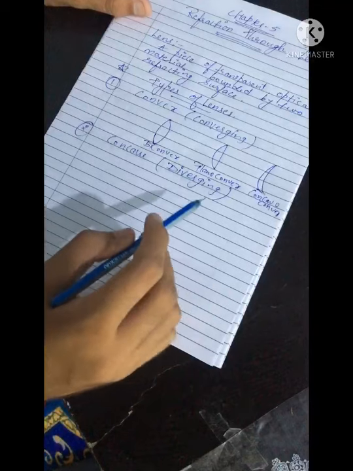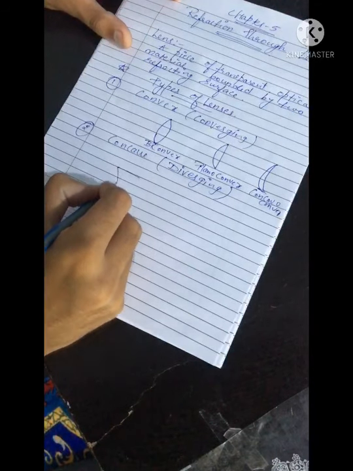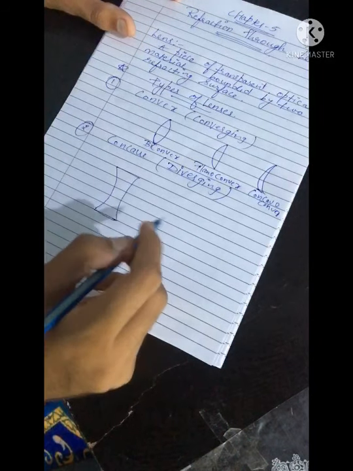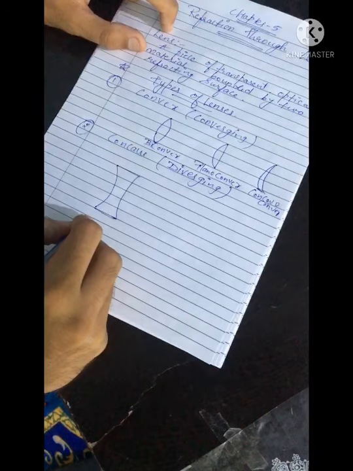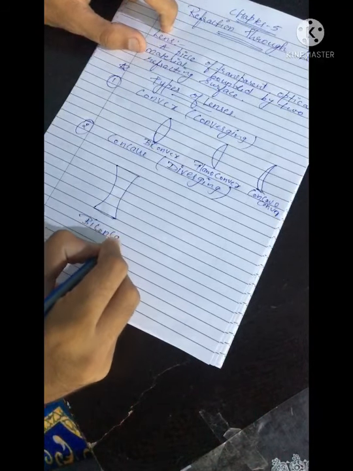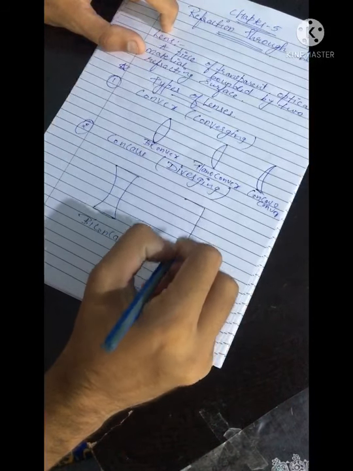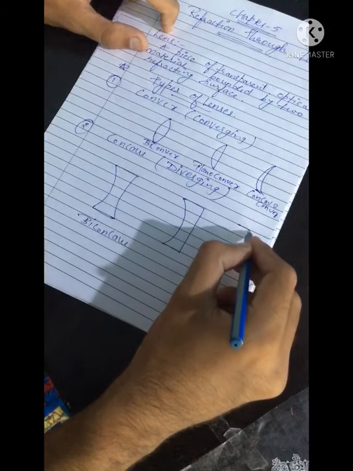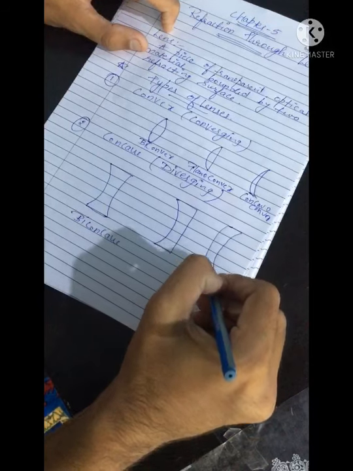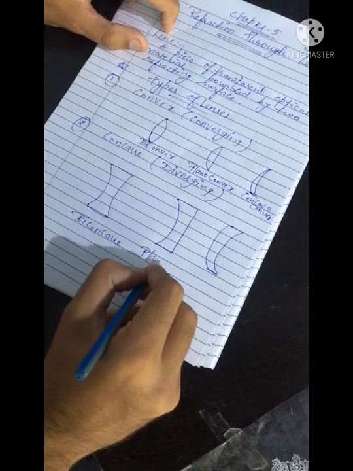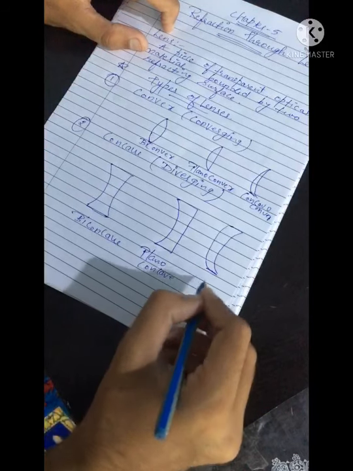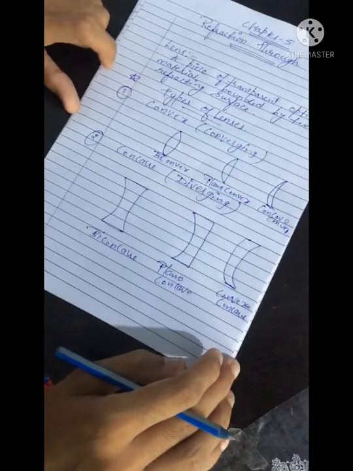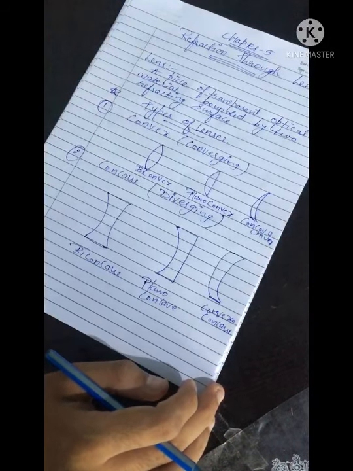Now next, the concave or diverging lens. A concave lens is also called a diverging lens because when light comes onto this type of lens, it diverges the light away from it. So concave is also of three types: biconcave, plano-concave, where one surface is plane, and the last one is convexo-concave, like this. Three types of concave lens are available. Okay, understood up to this?